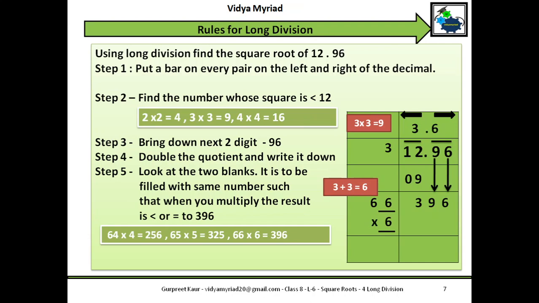So write it. Take care in the question, because there is a decimal, you will also put a decimal and then you will put 6. So 3.6 is your right answer. So the square root of 12.96 is 3.6. Don't forget to put the decimal. This is simple, very easy to do. Please practice these questions a number of times.